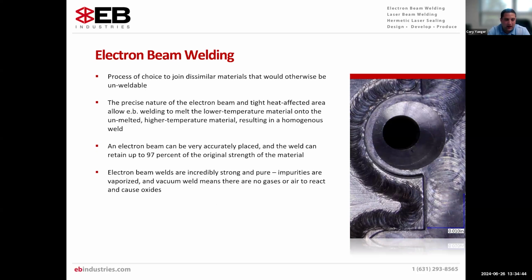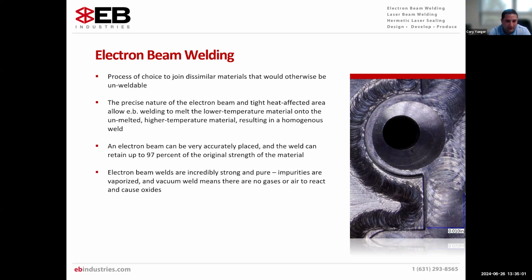Electron beam welding is the process of choice when joining dissimilar metals that would otherwise be unweldable. The precise nature of the electron beam and tight heat-affected area allows EB welding to melt a lower temperature material onto the unmelted higher temperature material, resulting in a homogeneous weld.